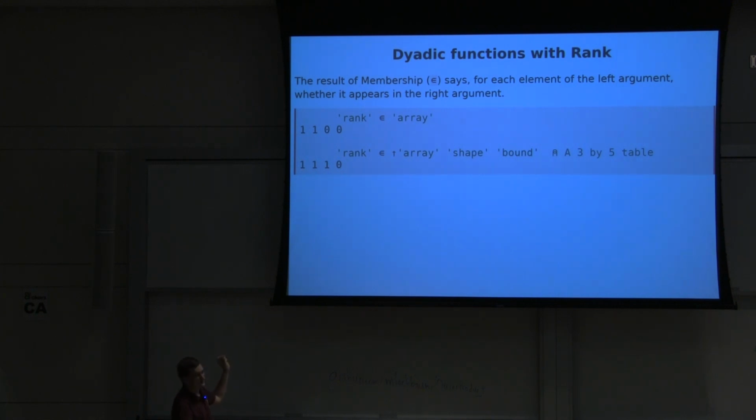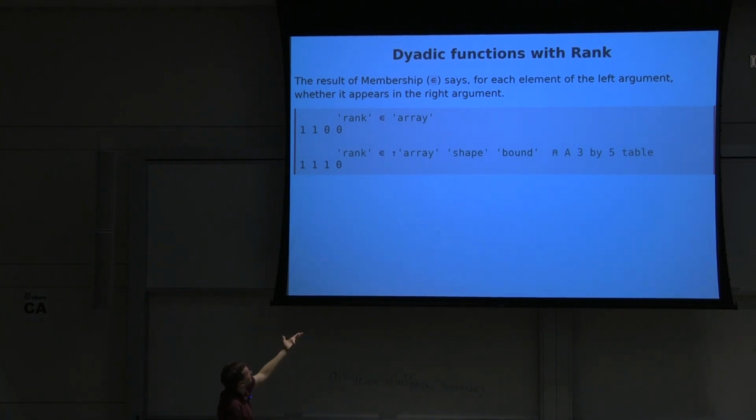So it's asking for each character in rank, is that character in the whole of the right argument array? So R is in the array, A is in the array, N is not. Okay, because I thought it was operating on the whole as opposed to being just here. But now I understand. Okay, yeah.